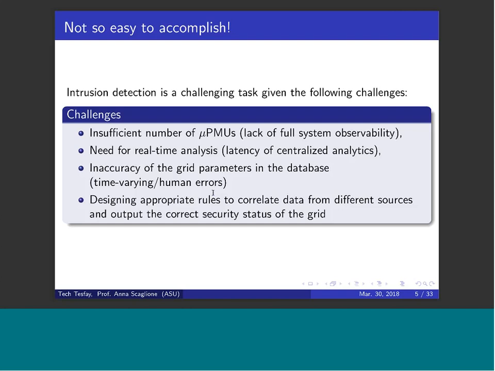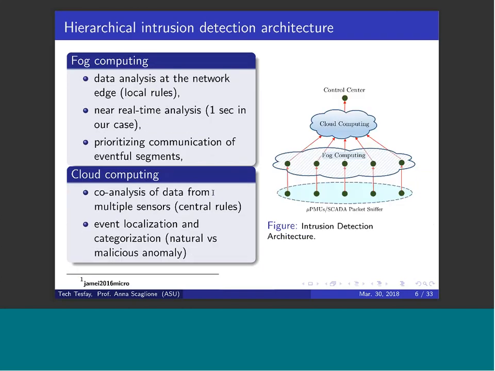status of the grid. So given this challenge, what we propose is a hierarchical intrusion detection algorithm architecture, where we do data analytics at the network edge level, which we call the fog computing level. At this level, we are blind to the global view of the utility, but we focus on the data we have about the local operation of that network edge, and we do analytics using local rules that apply only to that locality. This allows us to achieve a near real-time analysis of the data, and in our case, we implemented and achieved a 1 second delay.